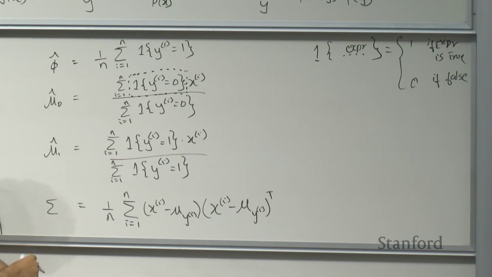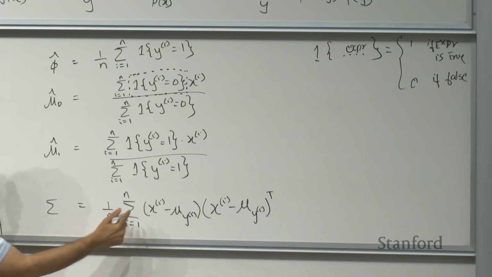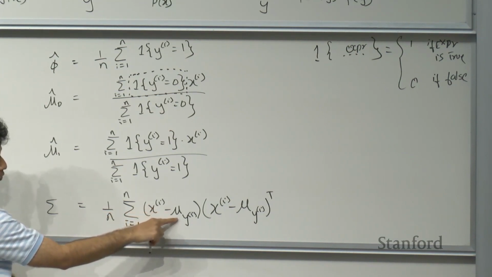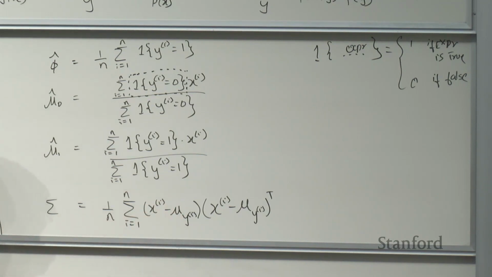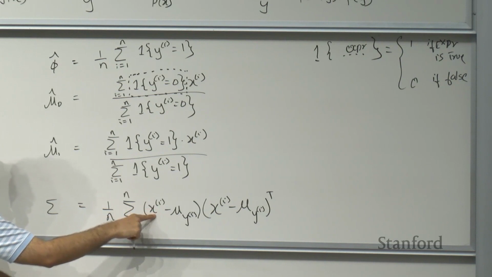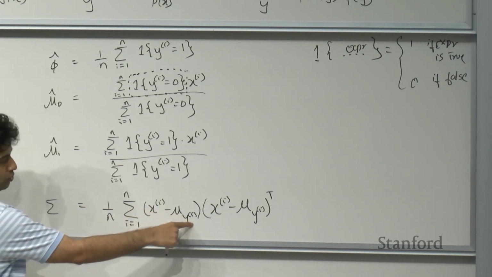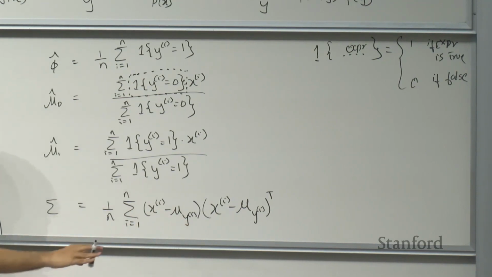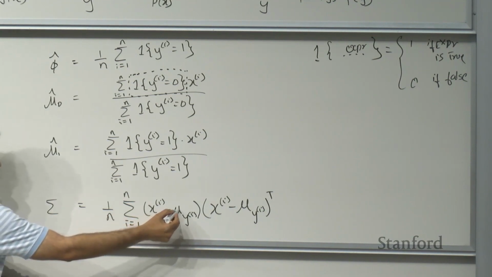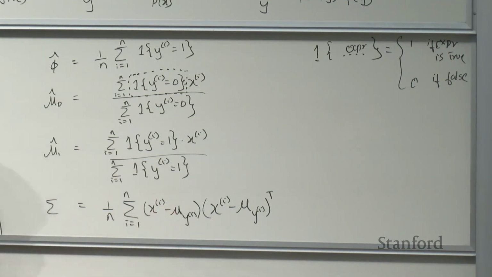Now what's the deal with sigma here? There are no indicator variables here, but what we observe is that for each example we are subtracting it from the mean that is specific to that example. We have two means, one mean for y_i equals 0 and another mean for y_i equals 1. What this means is subtract from x the mean which belongs to its y_i. Does the notation make sense? Subtract from x the mean that corresponds to its label.